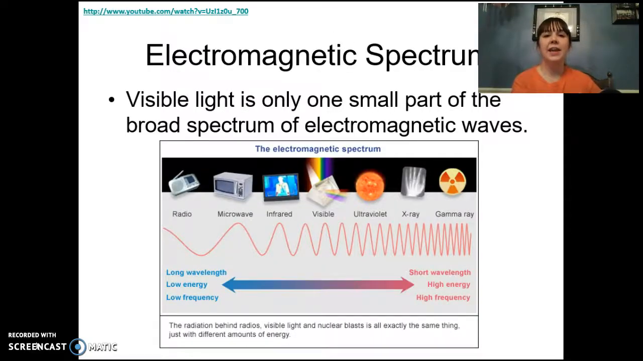This is a diagram of the electromagnetic spectrum showing you from the longest wavelength with the lowest frequency all the way up to the highest frequency, shortest wavelength waves. And the division between all of the different types of waves is just based on the wavelength. Light travels at a set speed, the speed of light.